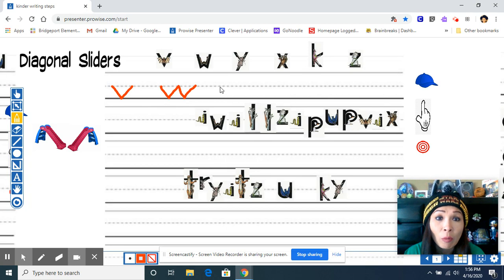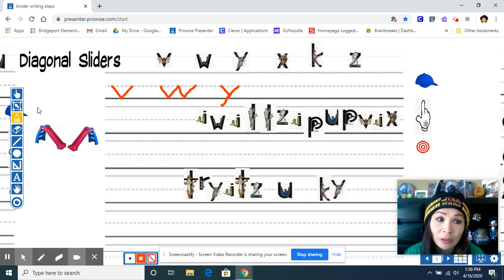Then we're going to review our Y. And a Y is the same way. You start like your diagonal V. Then you make another diagonal V. But then instead, you're going to go all the way down like a scuba diver. There we go. There's our Y. Touching only the middle lines and touching the bottom lines.